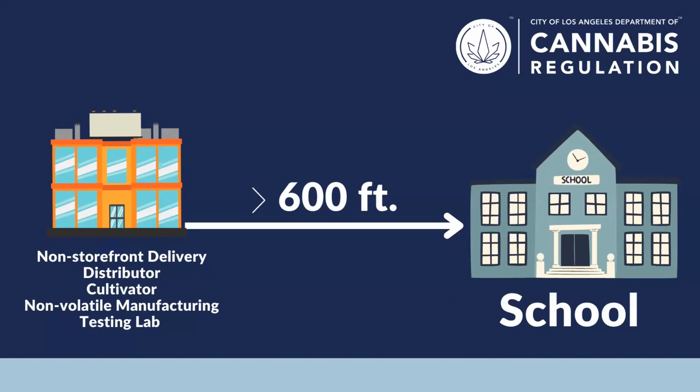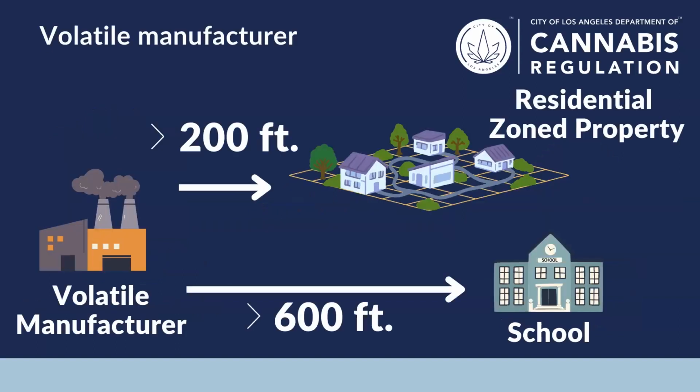For all other activities that we currently accept applications for, they just have to be at least 600 feet away from schools. And then as I previously mentioned, we're not taking in these applications yet, but anybody who would be applying for the volatile manufacturing commercial cannabis license type would have to be at least 600 feet away from a school, as well as 200 feet away from a residentially zoned property.